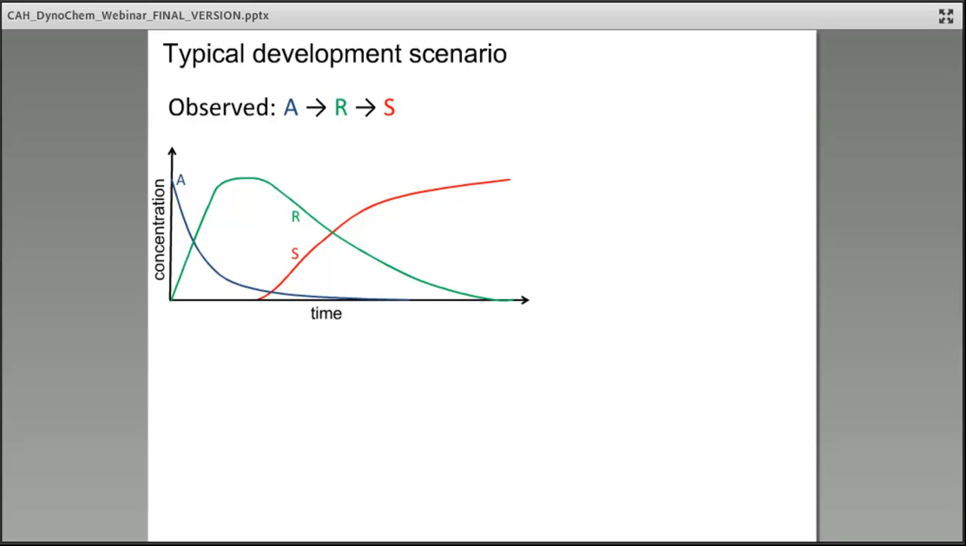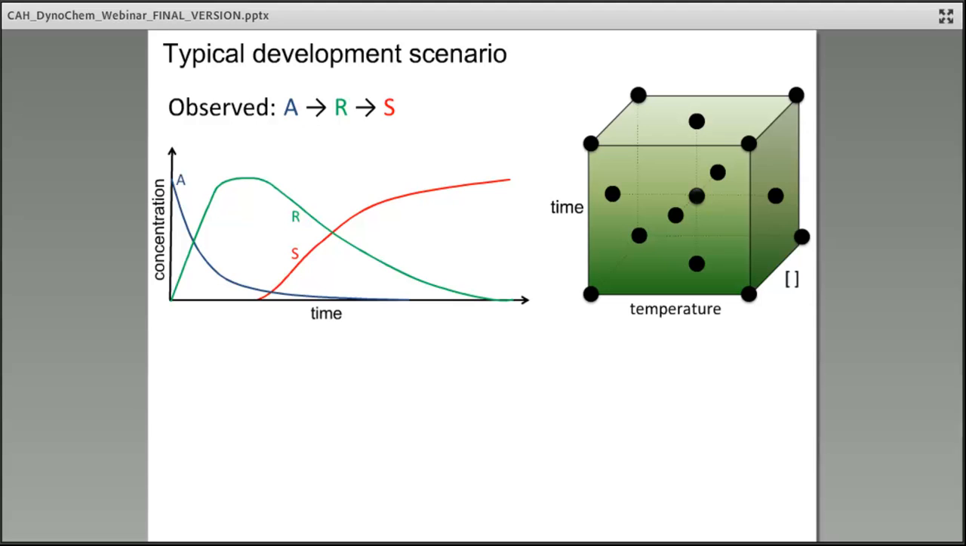So this is a typical trace that you'd expect for a reaction. So your starting material goes down, your desired product goes up, but at a certain point, your reaction will overreact to form an impurity S. So to normally try and understand this, what we'll do is we'll say, well, we have a feel that these different input parameters will have an effect on our process: time, temperature, concentration, and we'll study these within a certain region.